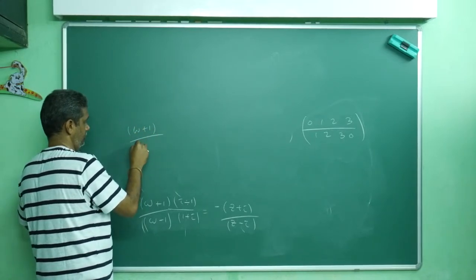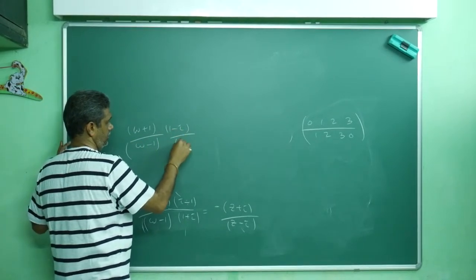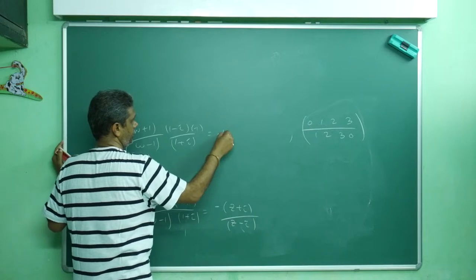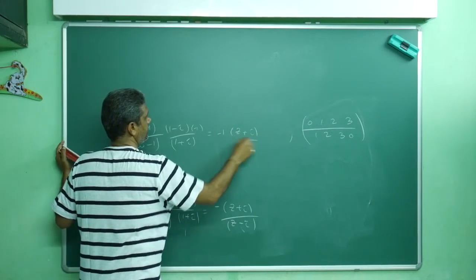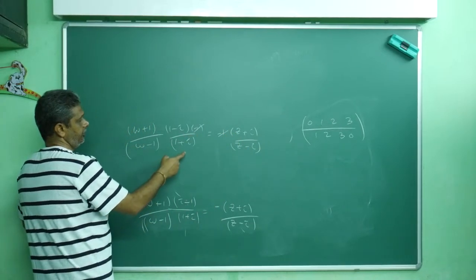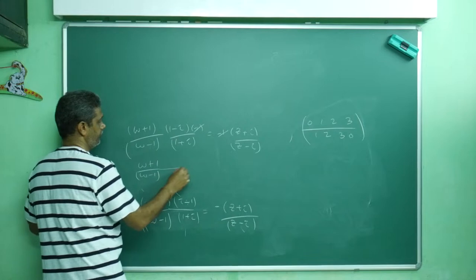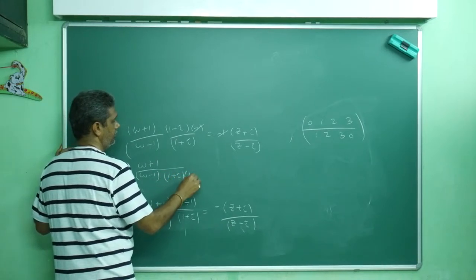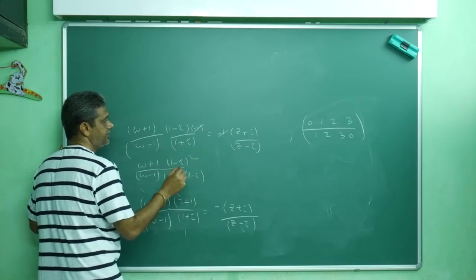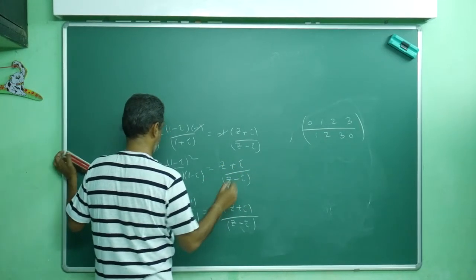W plus 1, W minus 1, 1 minus I, 1 plus I, 1 minus will come, minus Z plus I by Z minus I. Now we can conjugate. So what will we get? W plus 1, W minus 1, 1 plus I, 1 minus I. Already 1 minus I is there, so 1 minus I whole square. Multiply and divide by 1 minus I. Now time being, don't disturb this: Z plus I, Z minus I.